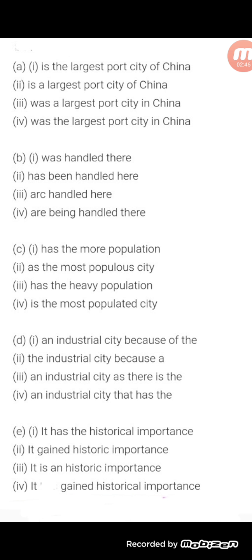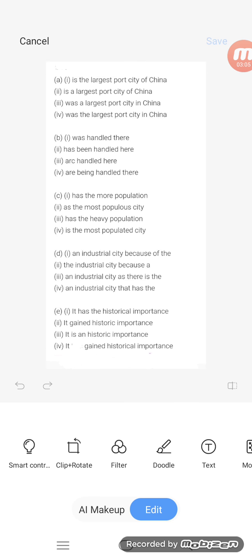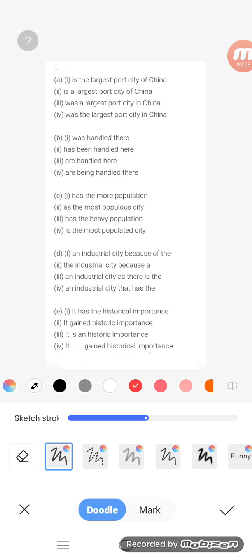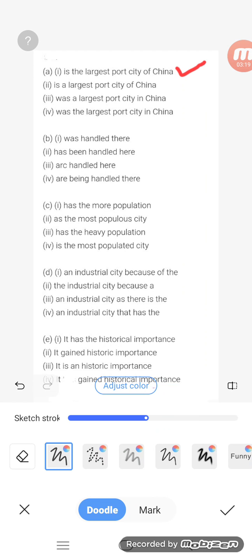Options are: is the largest port city of China, is the largest port city, is a largest port city of China, was a largest port city in China, was the largest port city in China. So which option will be correct? Here option A is correct, is the largest port city of China. Next, options are given: was handled there, has been handled here, are handled here, are being handled there. So which option will be correct? Are being handled here.